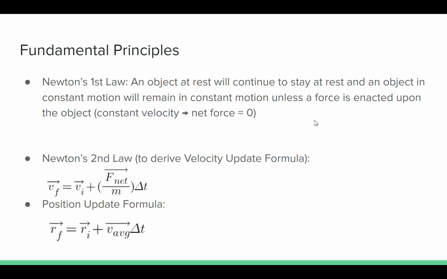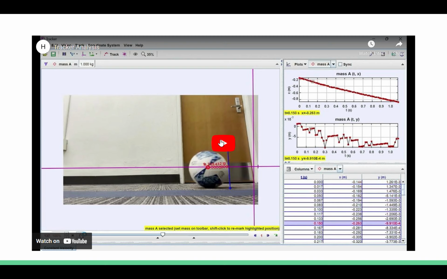I also used Newton's second law, which states that the net force is the change in momentum over time, to derive the velocity update formula, which is that the final velocity is equal to v initial plus F net over m times delta t. And we can also use Newton's second law in various other formulas to derive the position update formula in terms of the average velocity, that the final position is equal to the initial position plus the average velocity times delta t, which in this experiment, the average velocity is constant, therefore we can say that it is the initial or final velocity. Here is a video of the tracker analysis performed on the soccer ball rolling down the hallway.